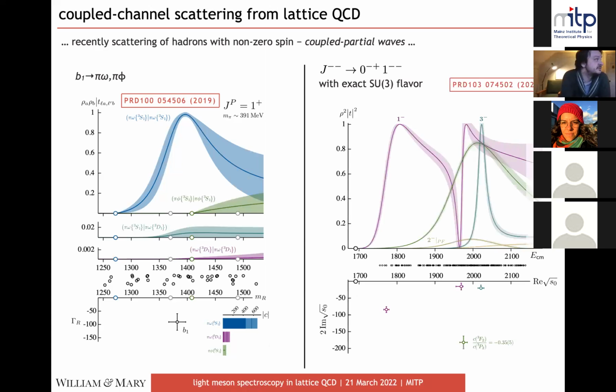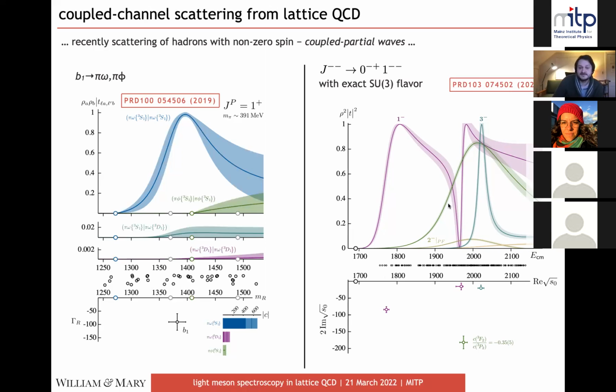Here's another example. In this calculation, we ramped the light quark mass all the way up to the strange quark mass to render there an exact SU(3) flavor symmetry, which somewhat simplifies calculations by coalescing various decay channels into one. And what I show you here is pseudoscalar vector scattering in 3 JPs, so 1 minus, 2 minus, and 3 minus.